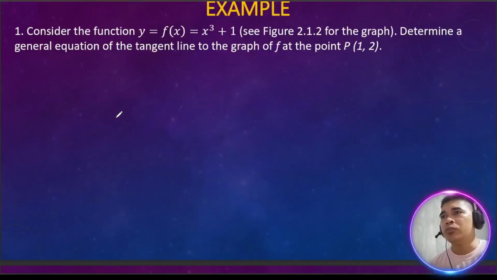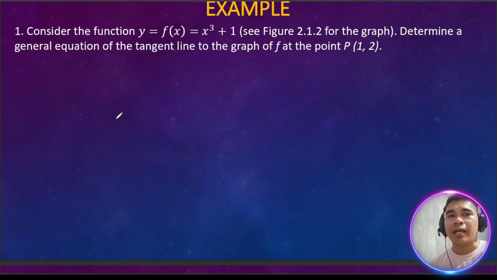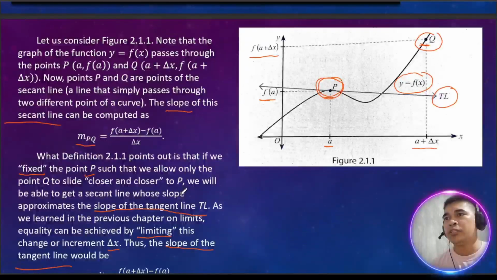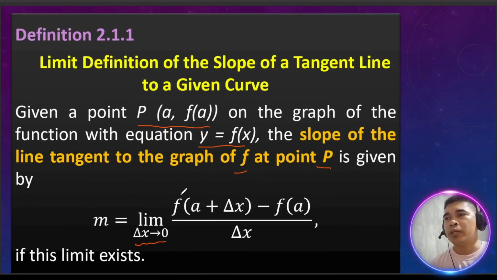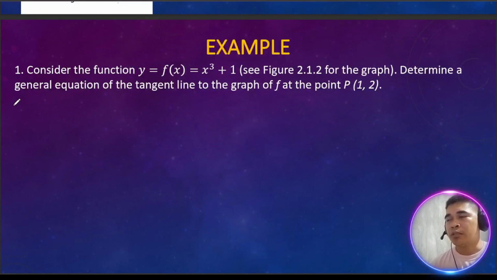First, we need to find the slope of the tangent line. Before we can get the general equation, we need to find the slope of the tangent line. We need to use the formula stated here in definition 2.1.1: m equals the limit of f of a plus delta x minus f of a all over delta x as delta x approaches 0. So let us write this one.